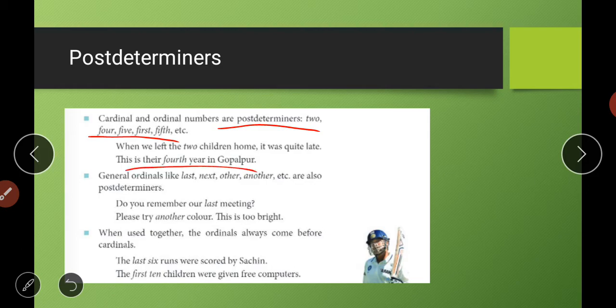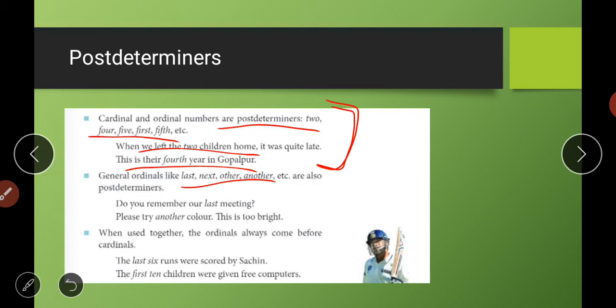So these words are always considered as post determiners: the words which are cardinal numbers like 1, 2, 3, and which are ordinal numbers like first, second, third, fourth. Then general ordinals like last, next, other, another.